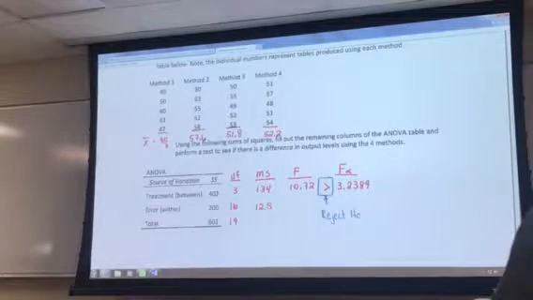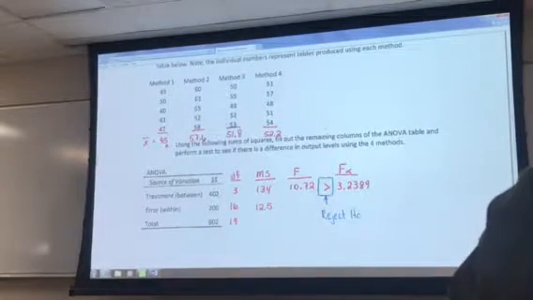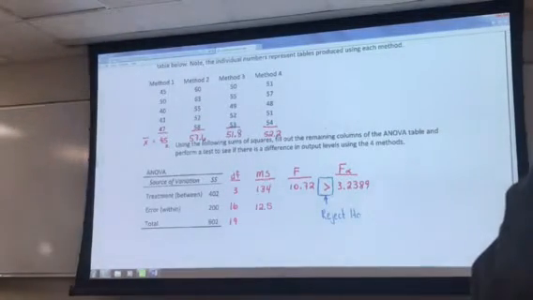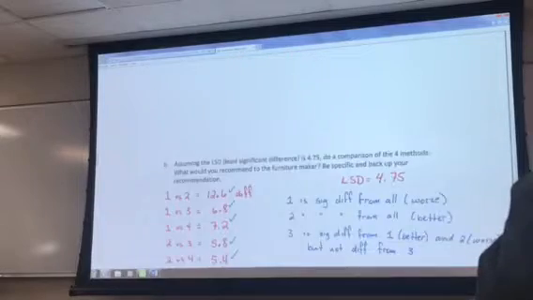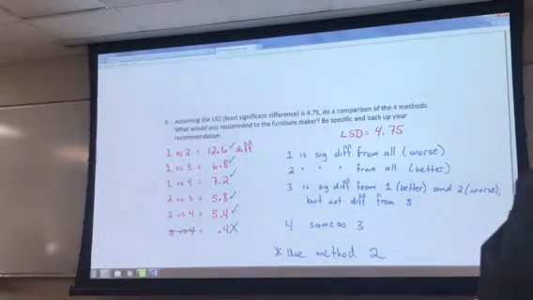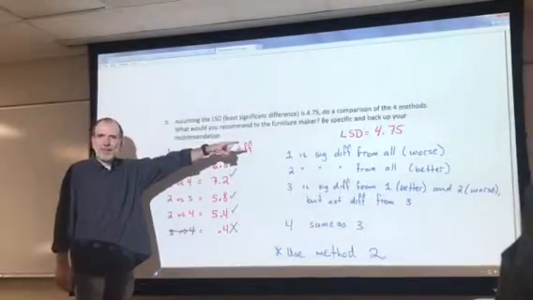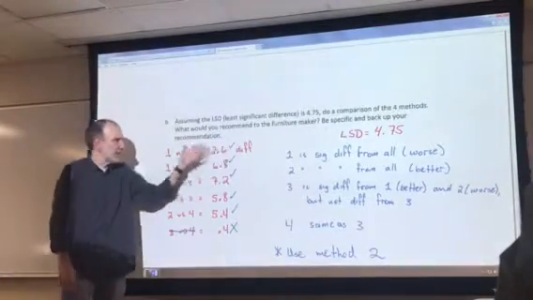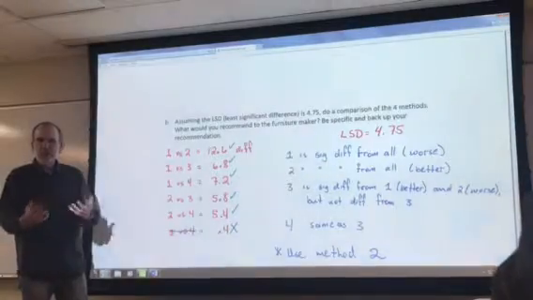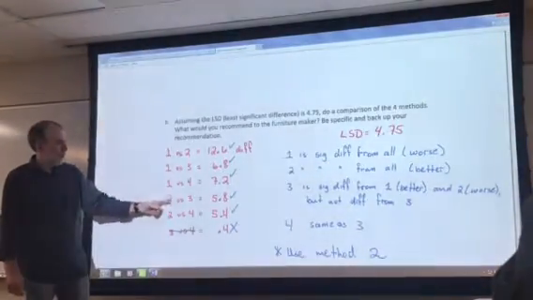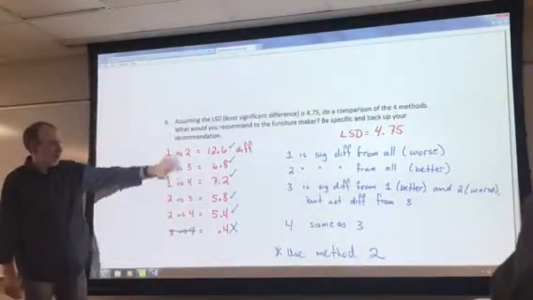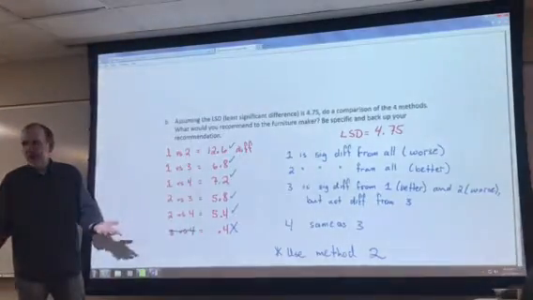Given that there is a difference, what is my next logical question going to be? Where is the difference? What's different? And that's when we do LSD things. And I told you long ago, I'm not going to make you compute LSD. If I want you to use LSD, it will be kind of like this. I will give you LSD, and then you'll do these individual comparisons and see which ones are different, which ones are not different.